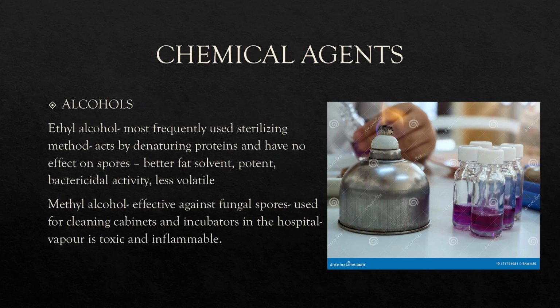I'll be going on to chemical agents. In alcohols, we have two sorts of alcohols: ethyl alcohol and methyl alcohol. Ethyl alcohol is most frequently used for sterilizing methods. How? Because it acts by denaturing proteins and has no effect on the spore. But it is a better solvent, has potent bactericidal activity, and it is less volatile.